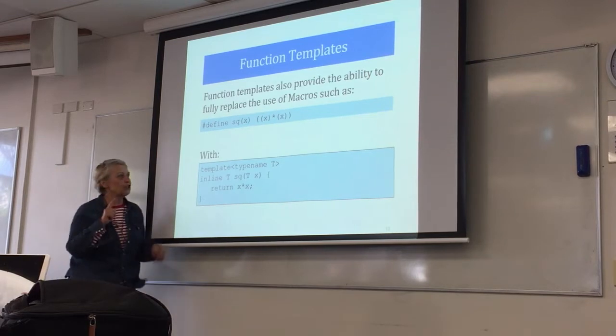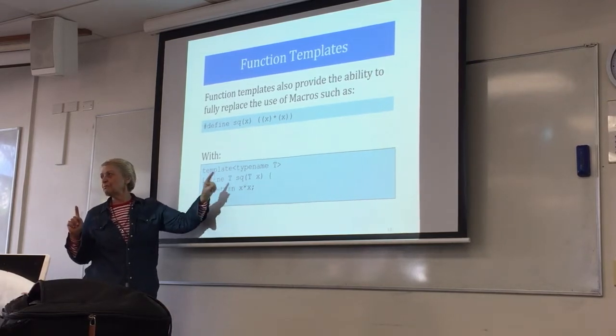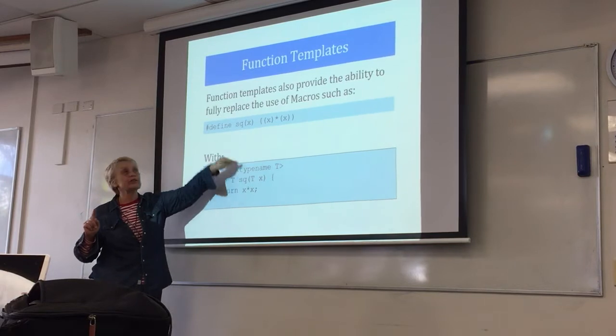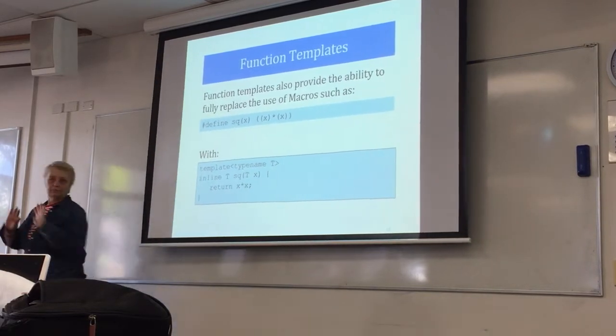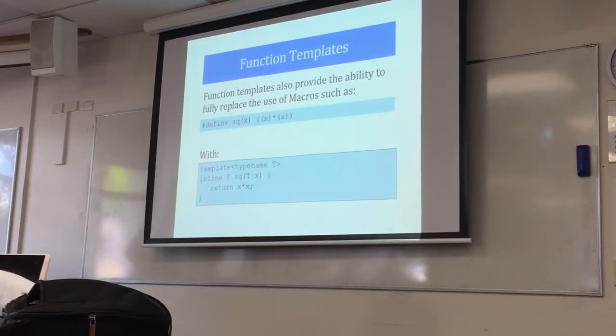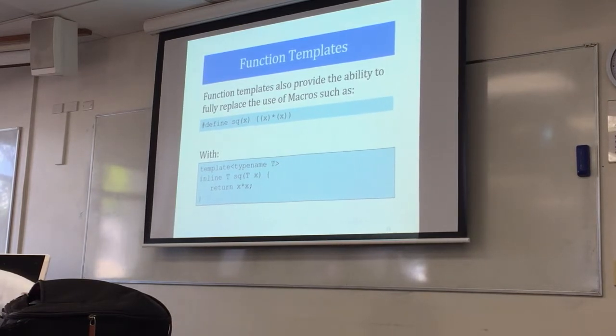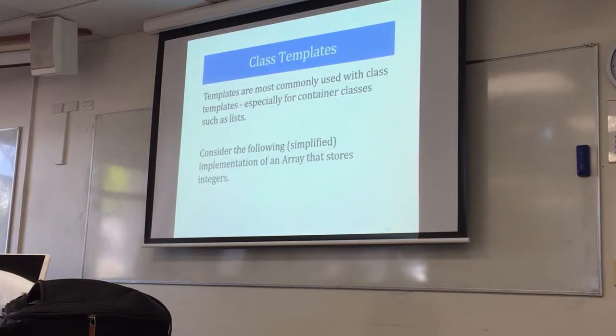Because the compiler checks the types, it's better to use this approach instead of macros. So C++ is not happy with macros at all because they avoid type checking and can be a problem. As I said before, most important use of templates is when we declare types, class templates.